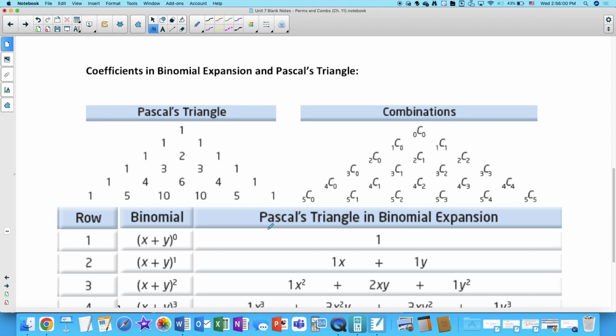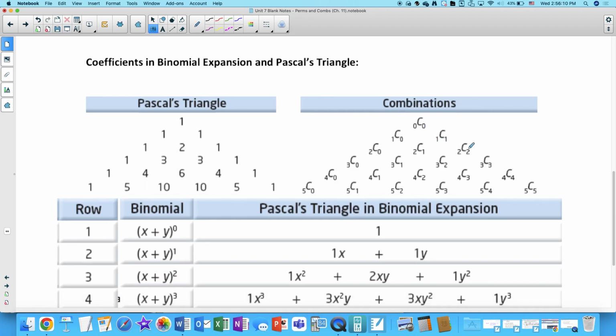So if you look at the number 1, that is equivalent to 0 choose 0, because 0 choose 0 is 0 factorial over 0 factorial times (0 minus 0) factorial. And we spoke about this yesterday. 0 factorial is equal to 1. So this guy's equal to 1. Okay. 1 choose 0 is 1 factorial over 1 factorial times 0 factorial, which is also 1. This one is also going to be 1.